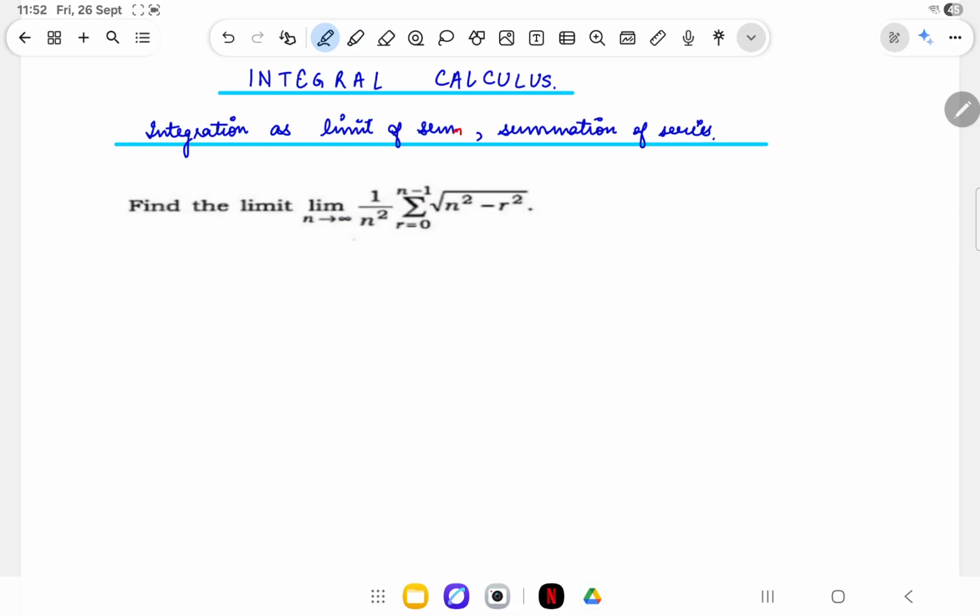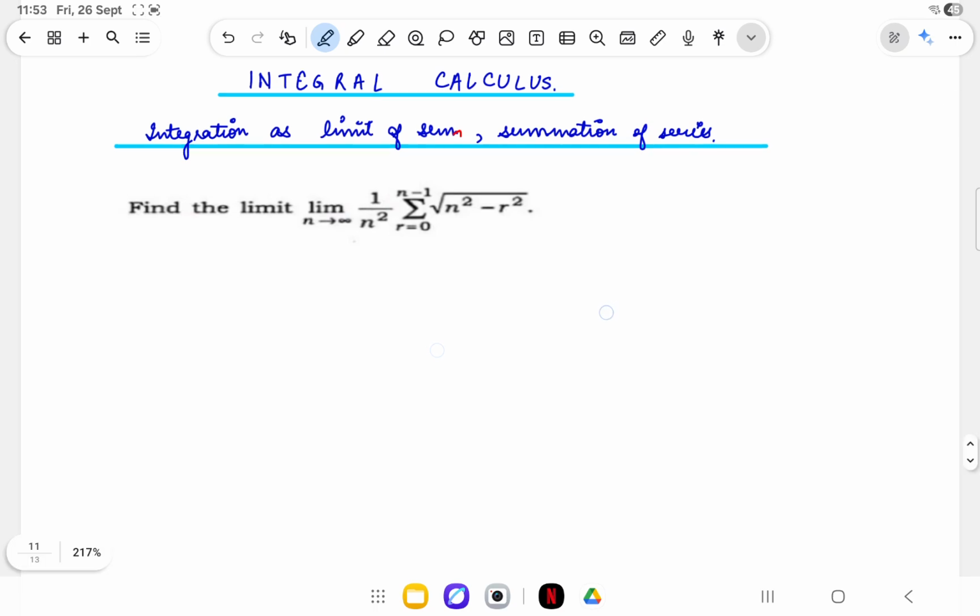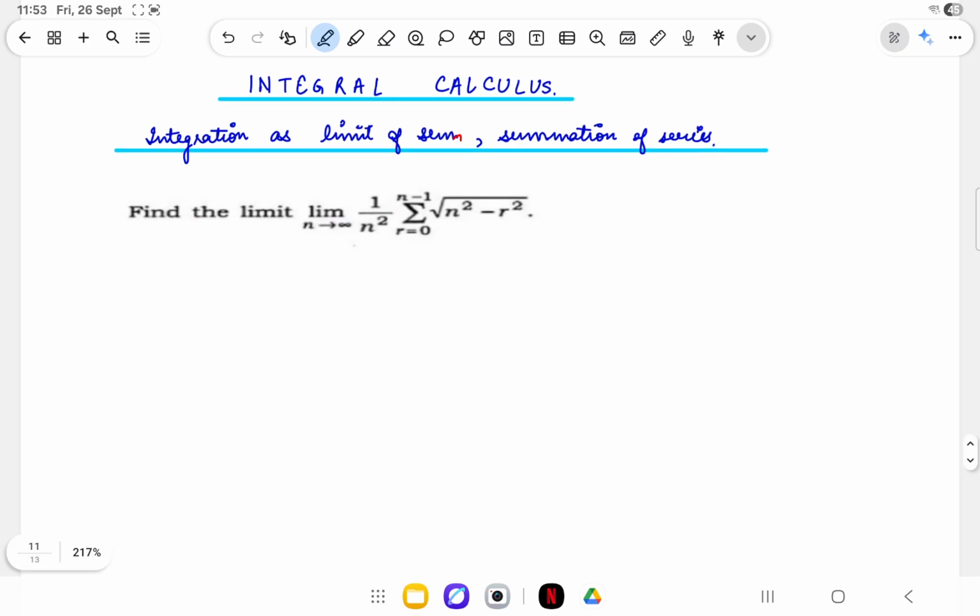So there were only 2 questions asked on this topic, and these are fairly straightforward and very easy questions. If you know the basic formula or the definition of the Riemann sum, or integration of limit of sum, then you'll be able to solve these questions. So let's see both the questions one by one. Question 1 says: find the limit. So basically we're supposed to find this limit.